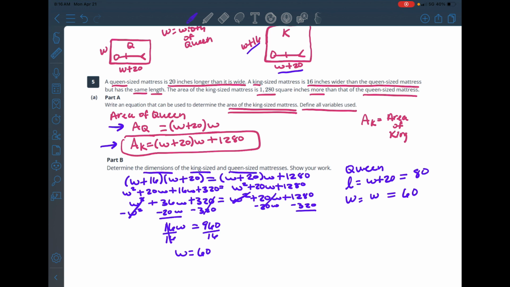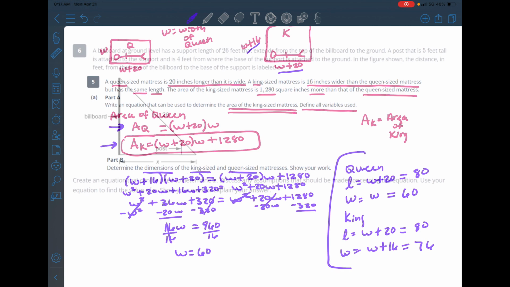Now we're going to find our king. We know the length was still W plus 20, and our width was W plus 16. So now we're going to put 60 in its place. So 60 plus 20 is 80. And we're right because the lengths were the same for each mattress. And 60 plus 16 is 76. So this is our answer.